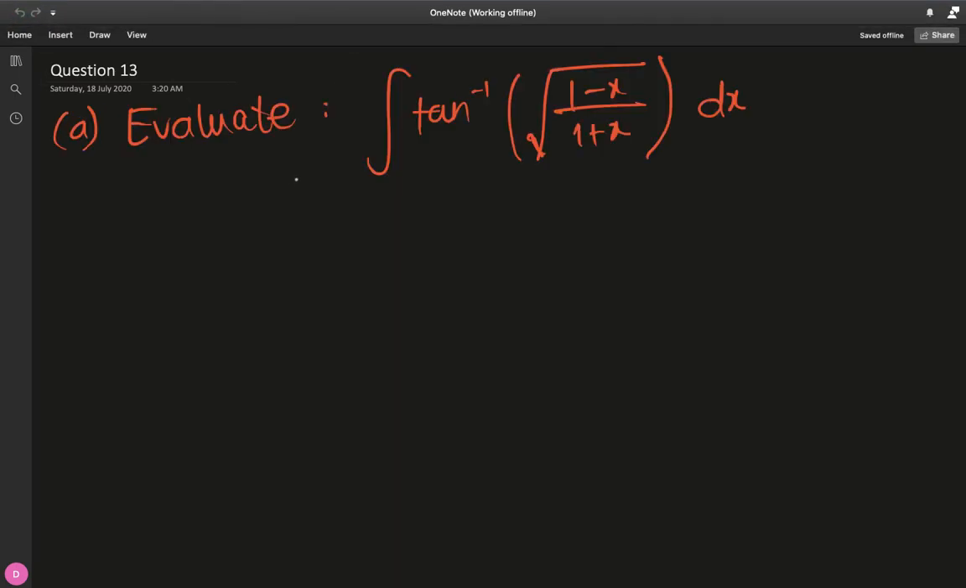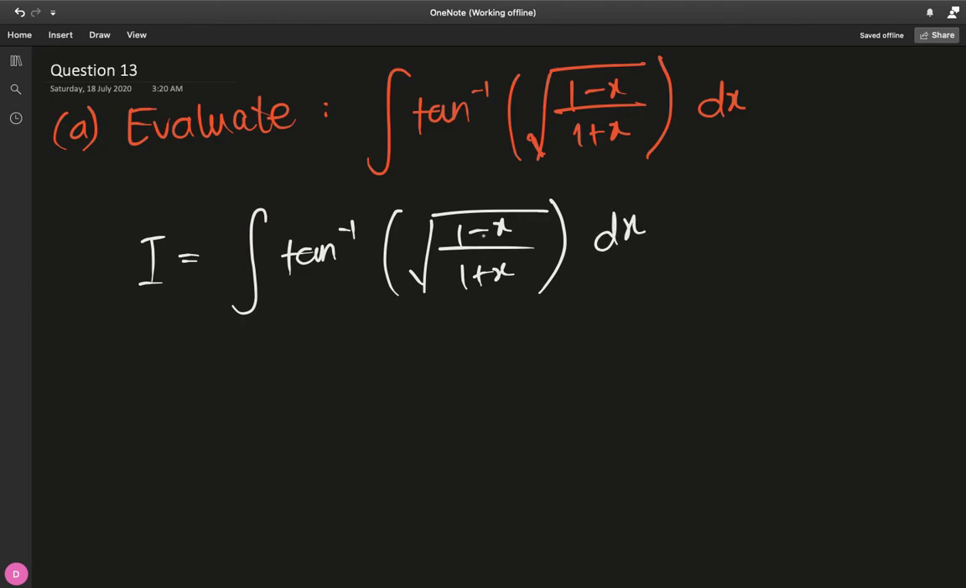Okay, so we have question number 13, which is a bit like question number 8 because it has options, but both of them are integration, so you can't escape integration, boys and girls. So let's just start by calling this I is inverse tangent of square root of 1 minus x over 1 plus x dx.